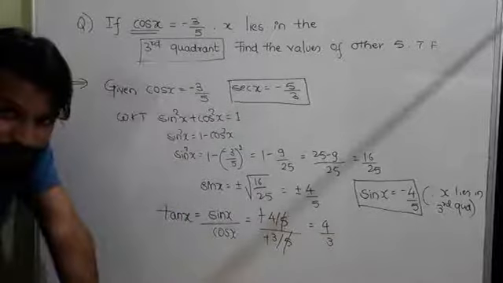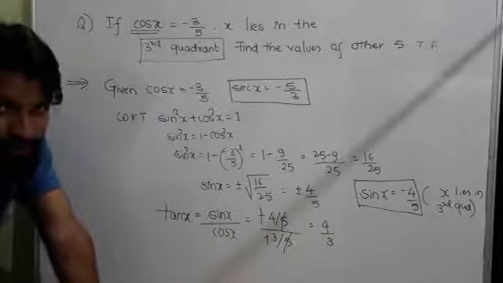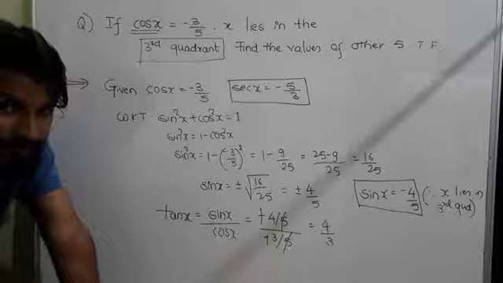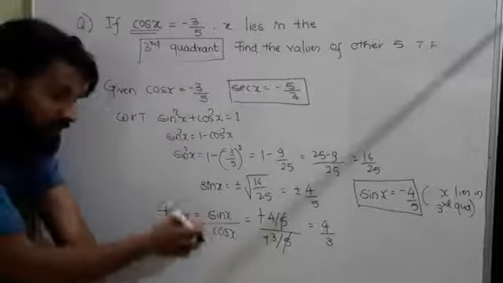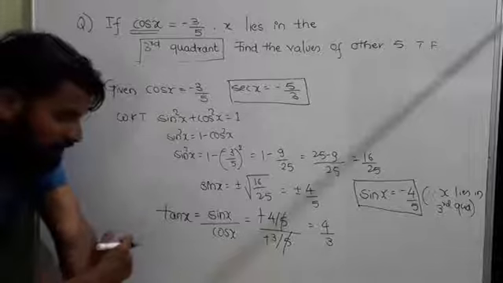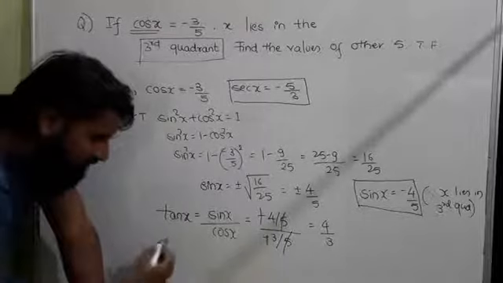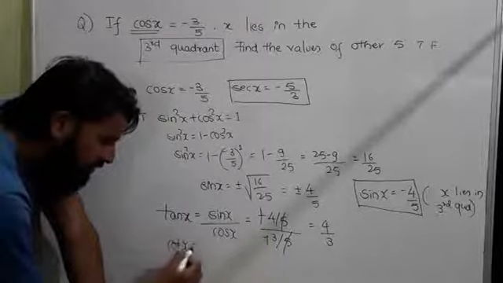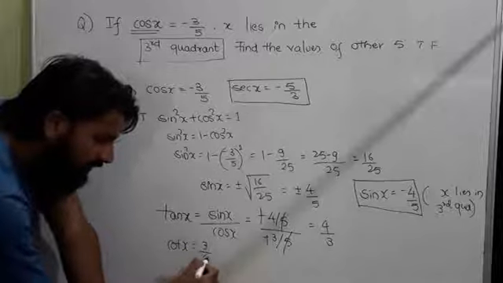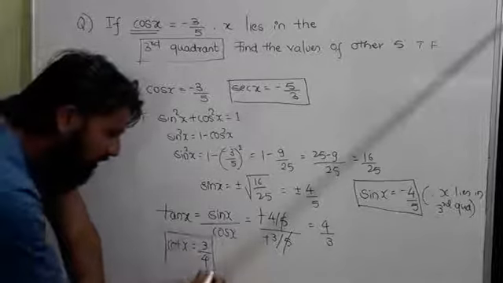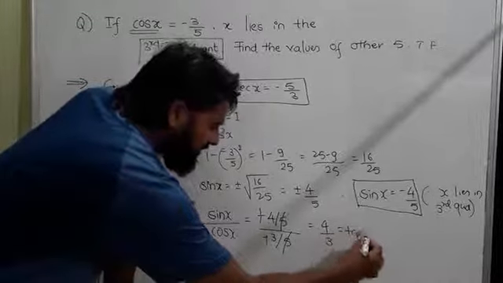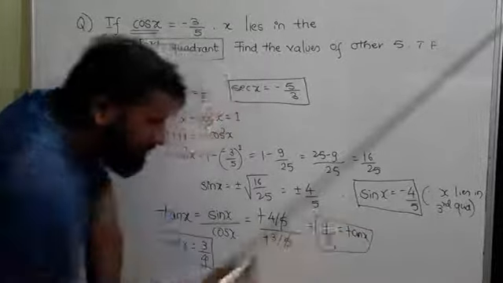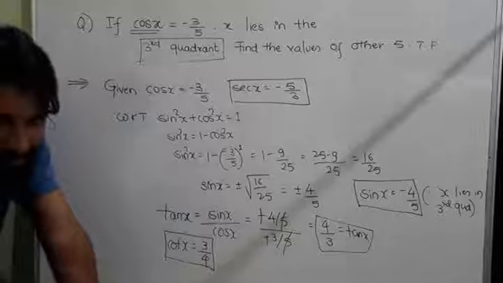Which is positive. Obviously we should get positive, no? Because x lies in the third quadrant. X lies in the third quadrant, so tan is positive. So once we know tan, it's easy to write cot. Yes or no? So cot x will be the reciprocal of this. That will be 3 by 4. So we got cot x and we got tan x. I think we are left with cosec, which you could have done easily. Yes or no?